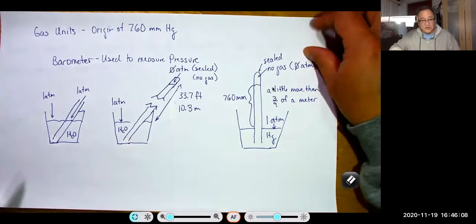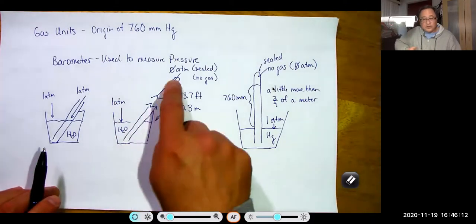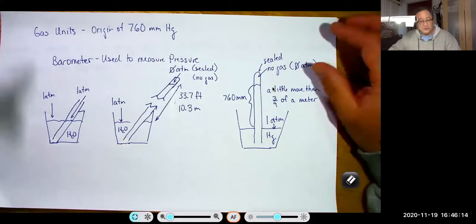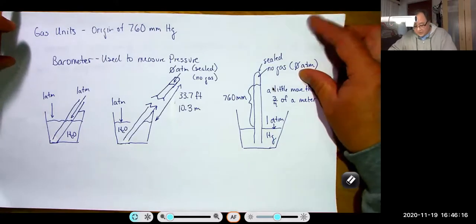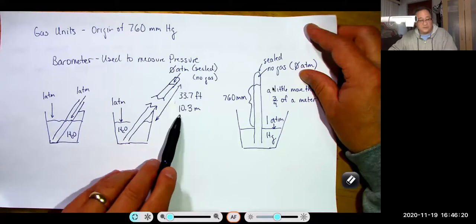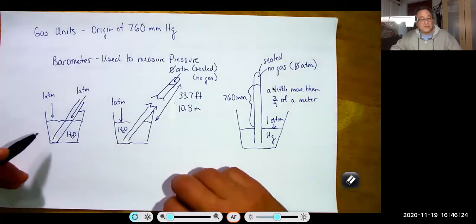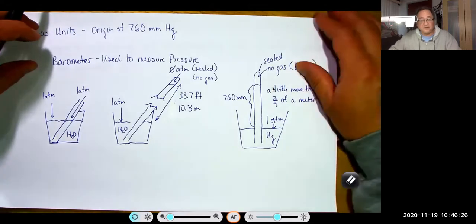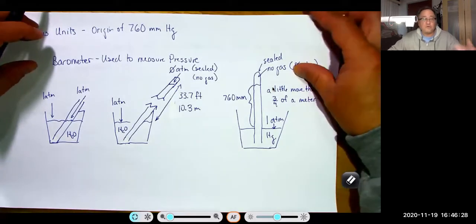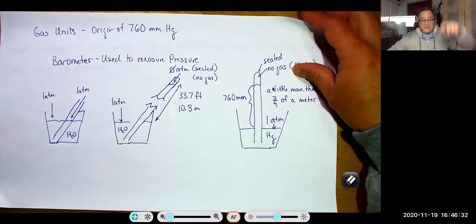So very little pressure. So how far would this 1 atmosphere of pressure push the liquid up the straw? And the answer is 33.7 feet or 10.3 meters. So we could actually measure the pressure of the atmosphere if we had a 34-foot long straw with no gas in the top of it and it were dipped in water.